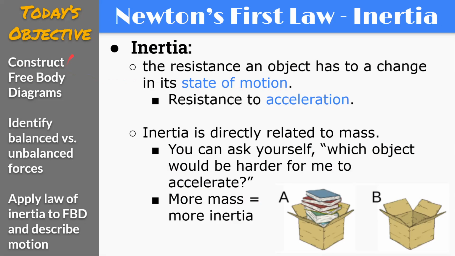So inertia. Inertia is defined as the resistance an object has to a change in its state of motion. And state of motion is just a more complicated way of saying its velocity. And so if we're talking about inertia, we're talking about resistance to acceleration, because that would be a resistance to change in state of motion. So if we wanted to come up with a more succinct definition, that would be a good one, resistance to acceleration.